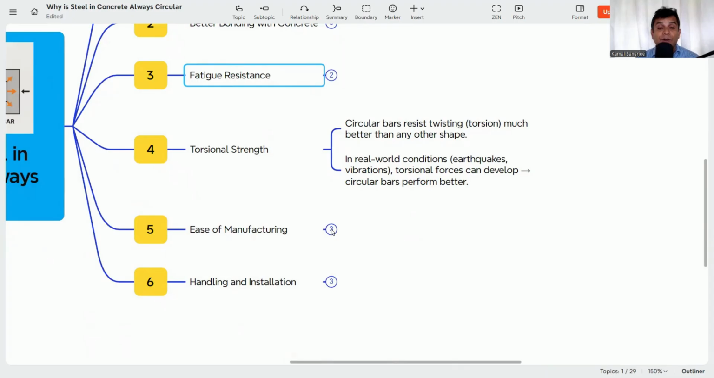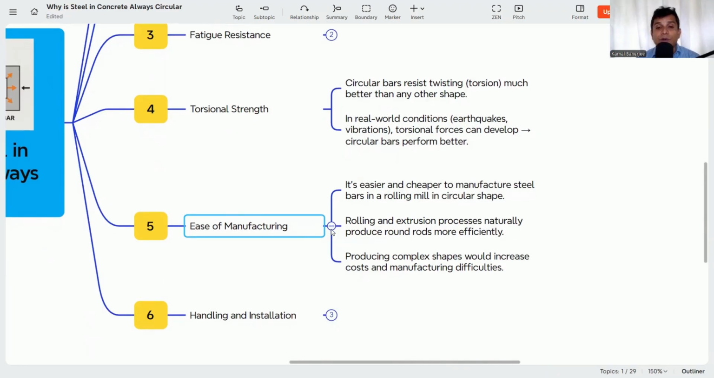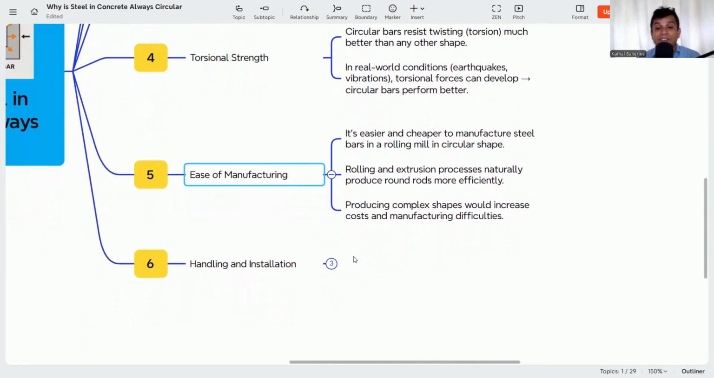Then comes ease of manufacturing. Now we need to manufacture the steel as per our requirement. It is easy to manufacture round steel bars compared to any other shape. It is easier and cheaper to manufacture steel bars in a rolling mill in circular shape. Rolling and extrusion processes naturally produce round bars more efficiently, and producing complex shapes would increase cost and manufacturing difficulty. So this is another point for selecting the circular bar in RCC.